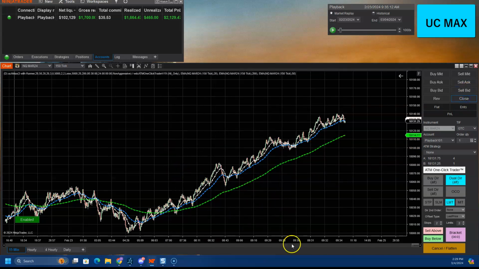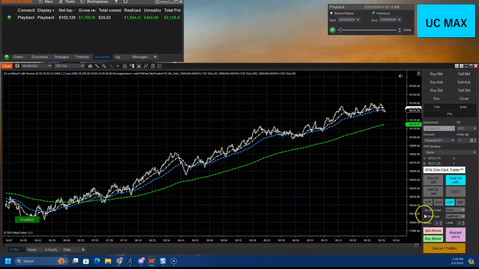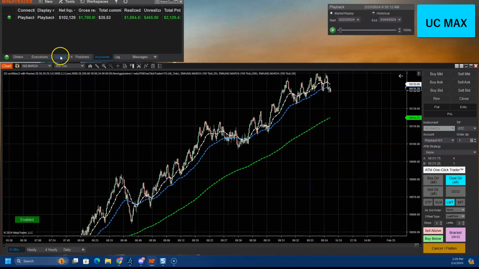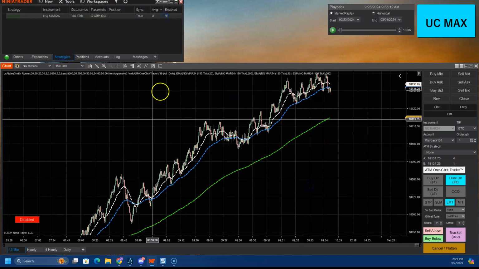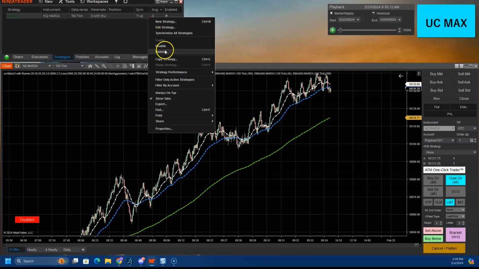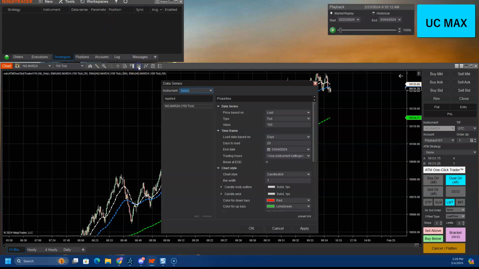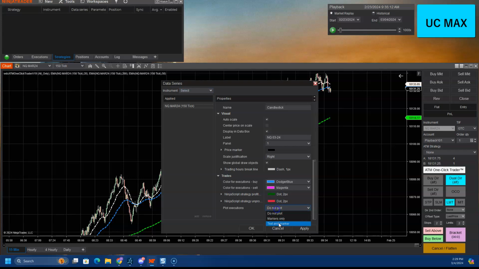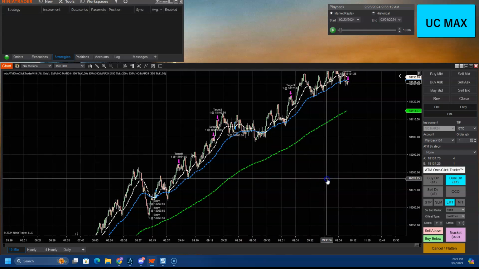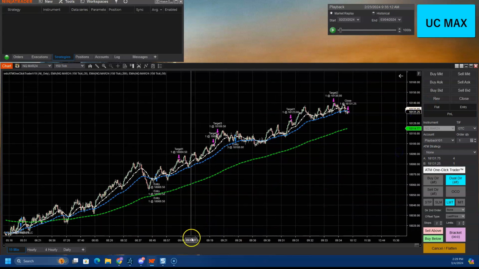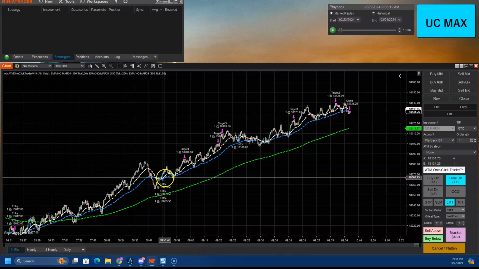Okay, so you see, I think I enabled disable it. That's why it ended up. Let me remove this strategy so we can see where it took the trades. There you go. Okay, so it took the trades right here.